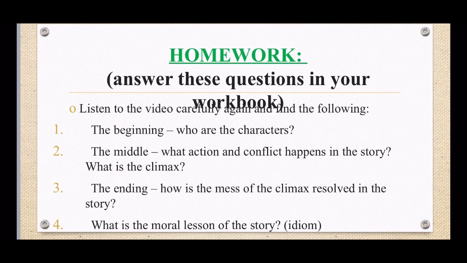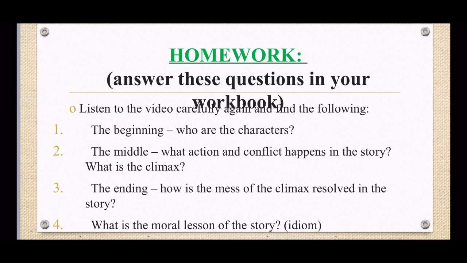So here are 4 questions that you will need to answer for homework. So you need to find out in the beginning who are the characters. So please list all the characters that were in the story. Then the middle, you need to write down what action or conflict happens in the story and what is the climax, right? Then third, you need to write down the ending.